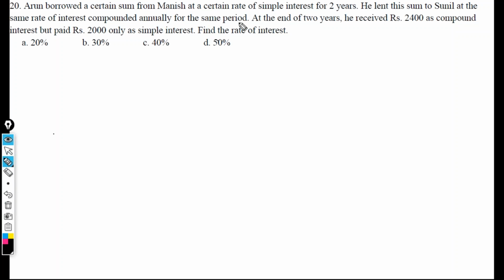Here it says Arun borrowed a certain sum from Manish at a certain rate of simple interest for 2 years. So he lent the sum to Sunil, and at the end of 2 years, he received 2400 from Sunil as compound interest, but paid 2000 only as simple interest. So let's say Arun borrowed rupees P at the rate of interest of R% per annum for 2 years, so the interest paid by him is 2000. This is one equation which we are having.